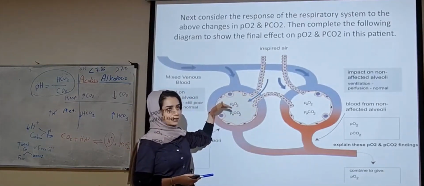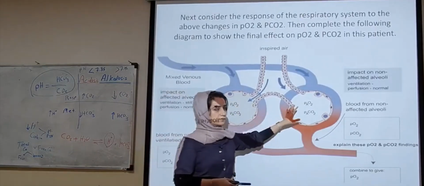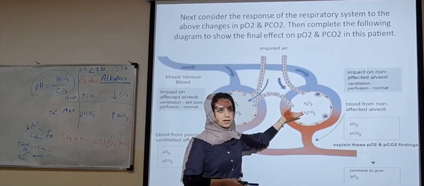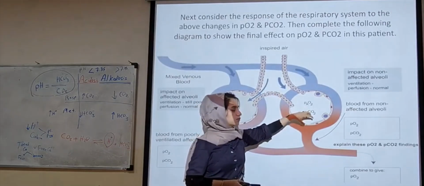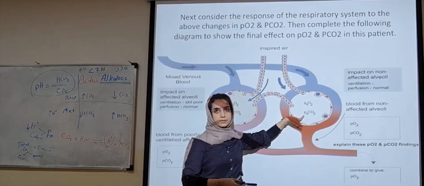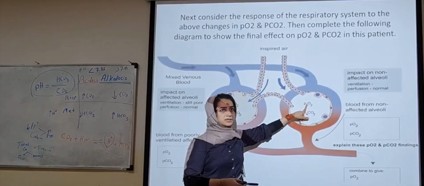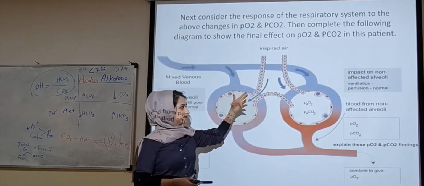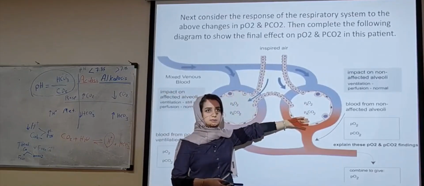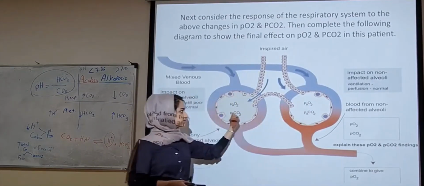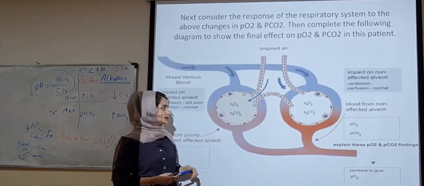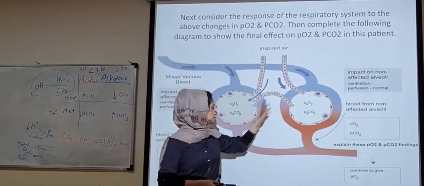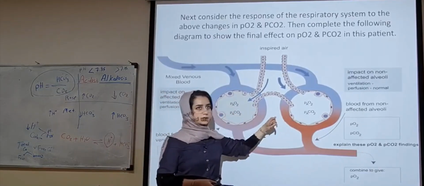What will happen to the normal alveoli? When there is increase in the ventilation, there is increase in the removal of CO2. So PCO2 decreases, but there is increase in the PO2. With hyperventilation, the PO2 increases and the CO2 decreases. It is the opposite of the abnormal alveoli: here PO2 decreased and CO2 increased, there PO2 increased and CO2 decreased.